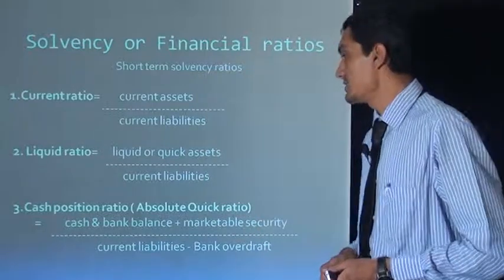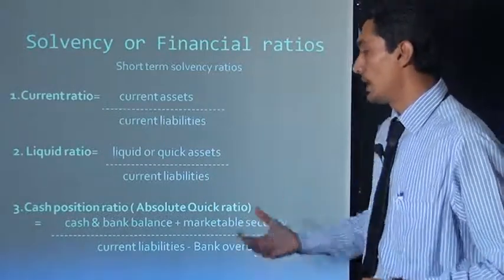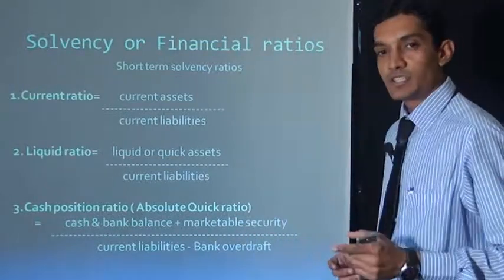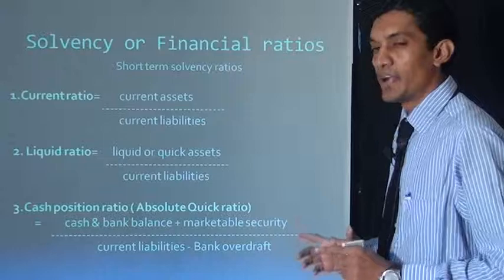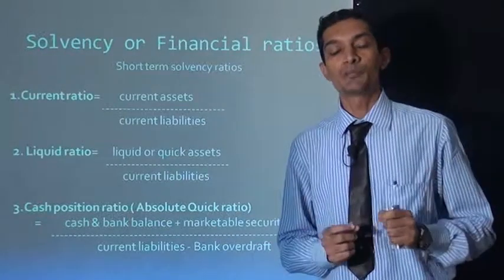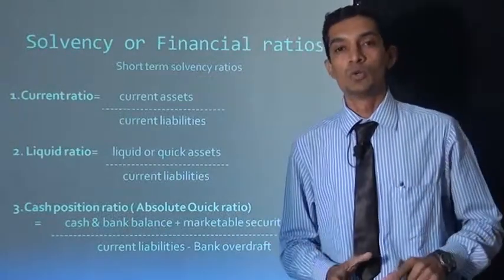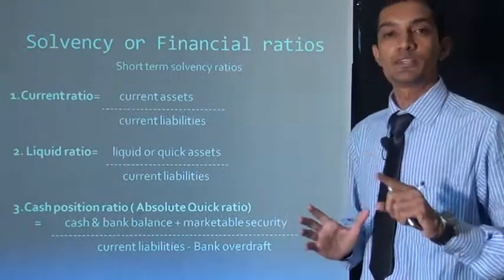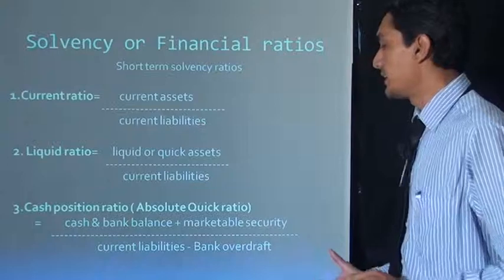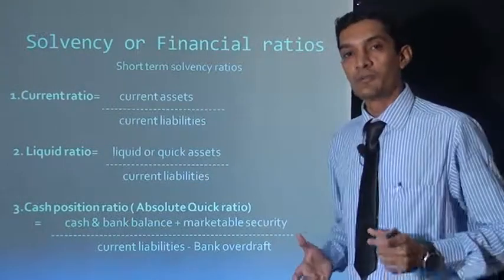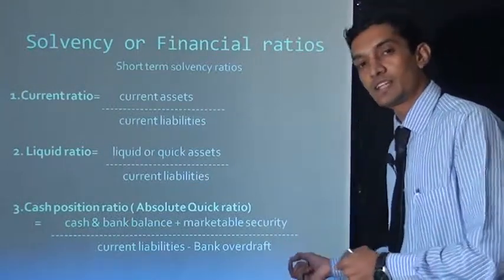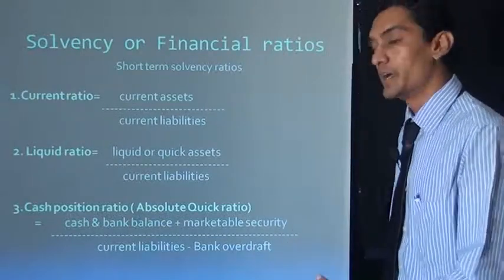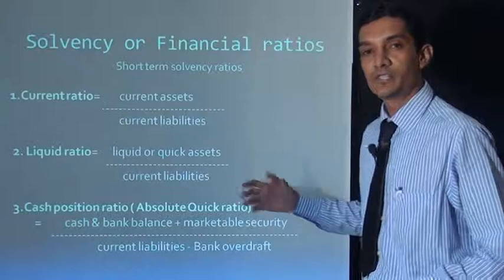Now next, third is cash position ratio or absolute quick ratio. Cash and bank balance, there is only cash and bank. In absolute ratio, whatever cash we have right now, in this formula only cash and marketable securities are there, divided by current liabilities minus bank overdraft. Why is bank overdraft minus? Because it is a liability we have not paid right now. So in that situation, bank overdraft is minus. So this is solvency ratio.